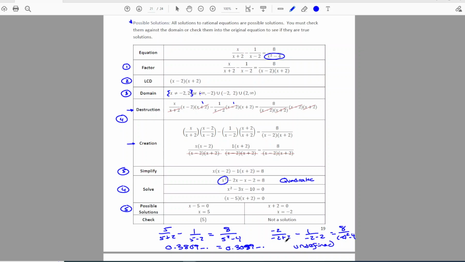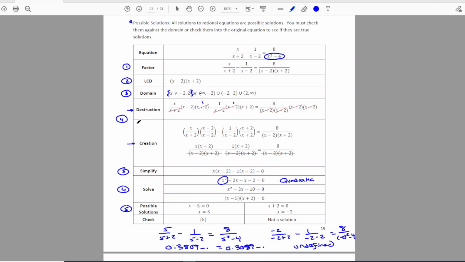This first one, negative 2 plus 2, and then here, 4 minus 4. It's going to make my denominators equal to 0. So in a way, it's true, like left side equals right side. Left side is undefined, right side is undefined, but that's not actually a solution because it's undefined. So we reject the negative 2 and say not a solution, and then we say that the only solution to this equation would be 5.